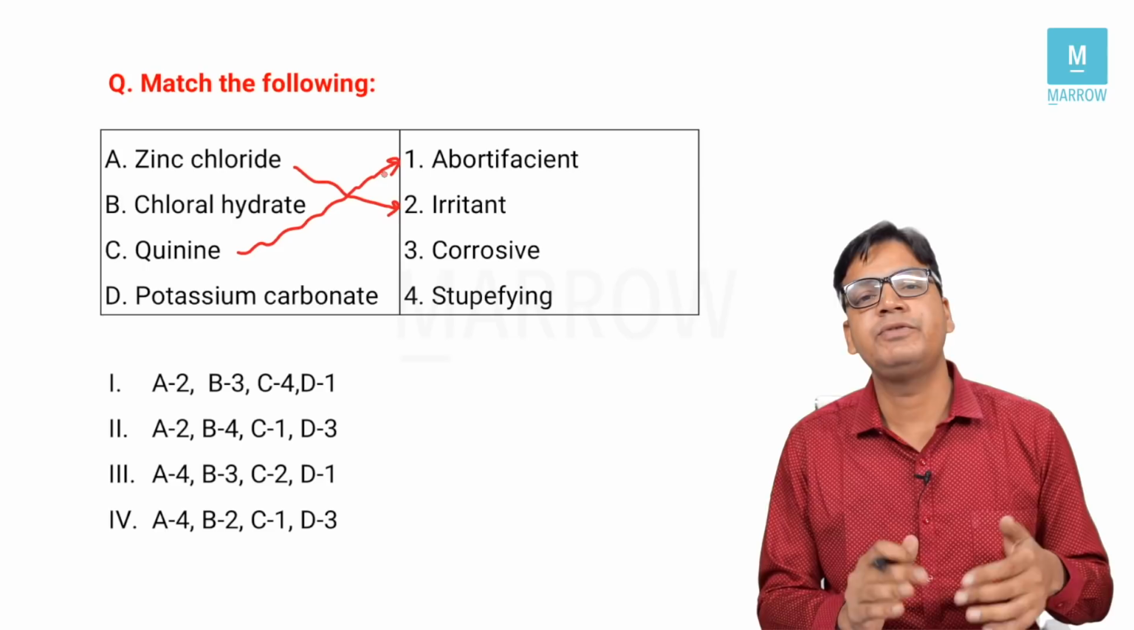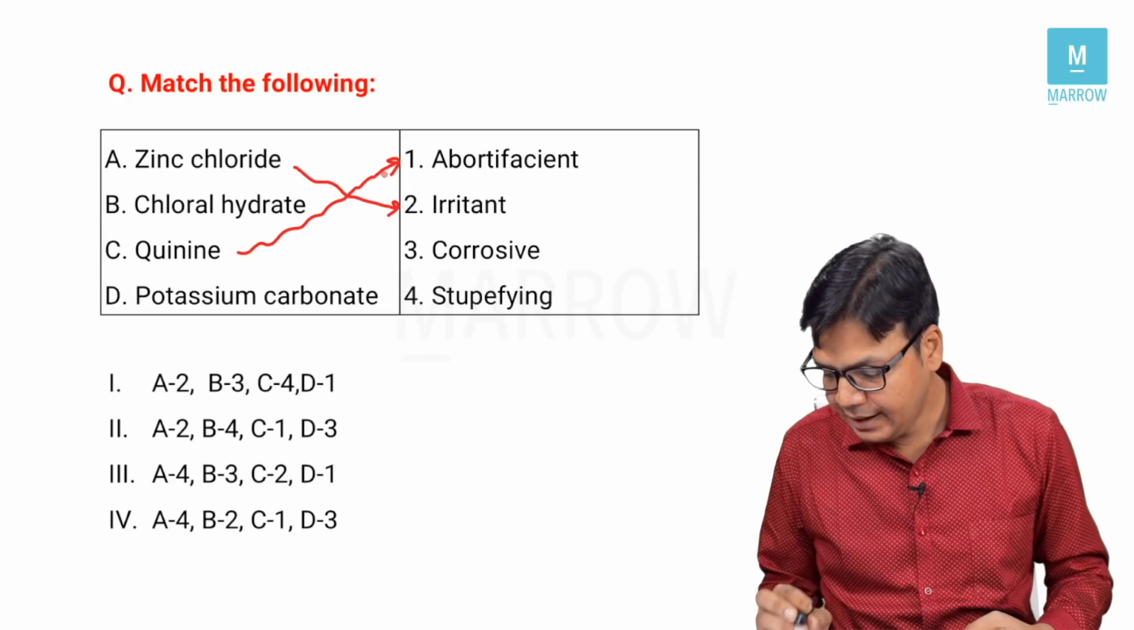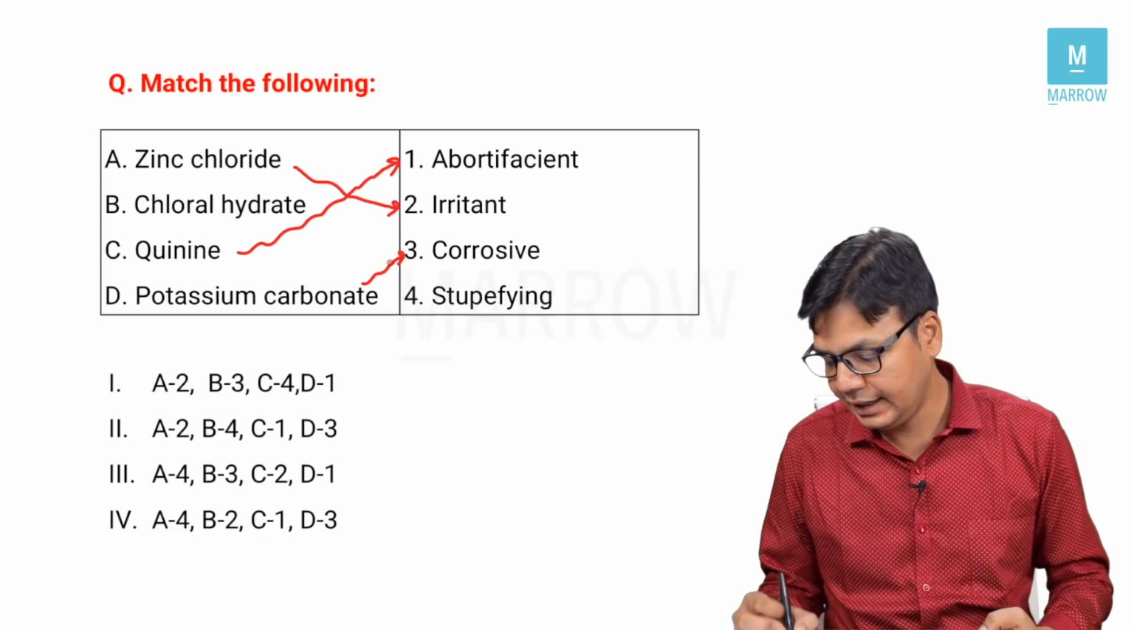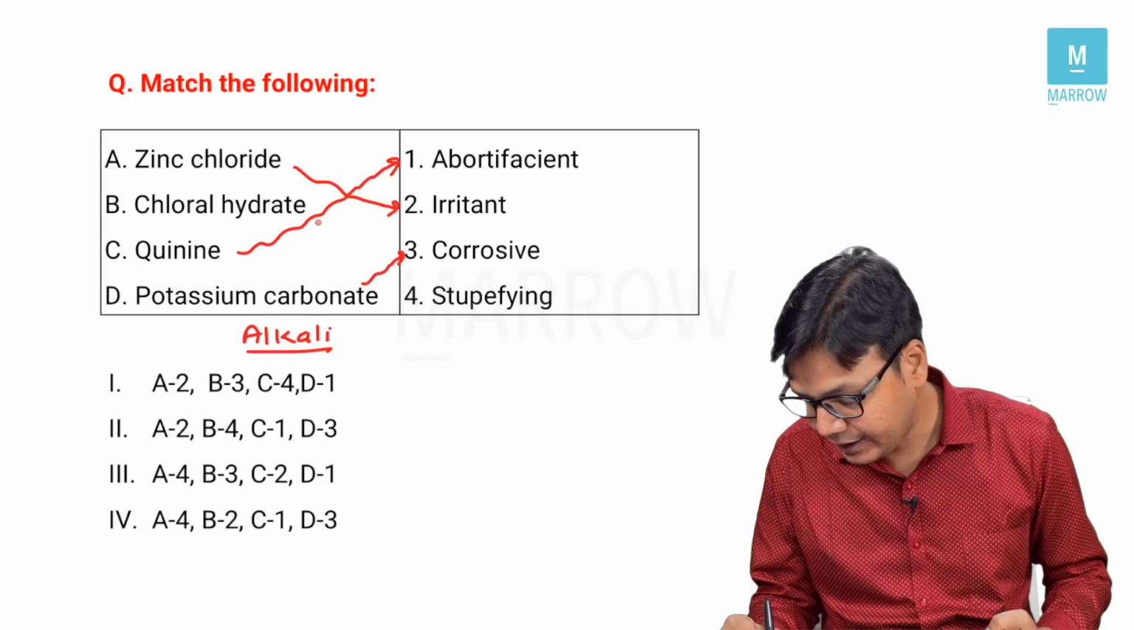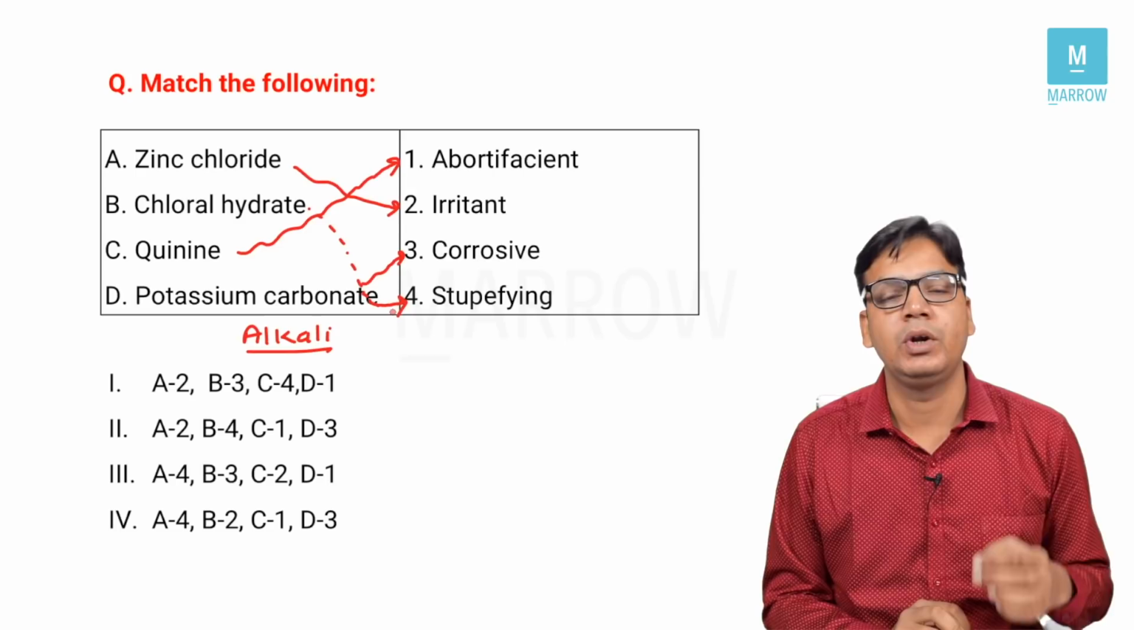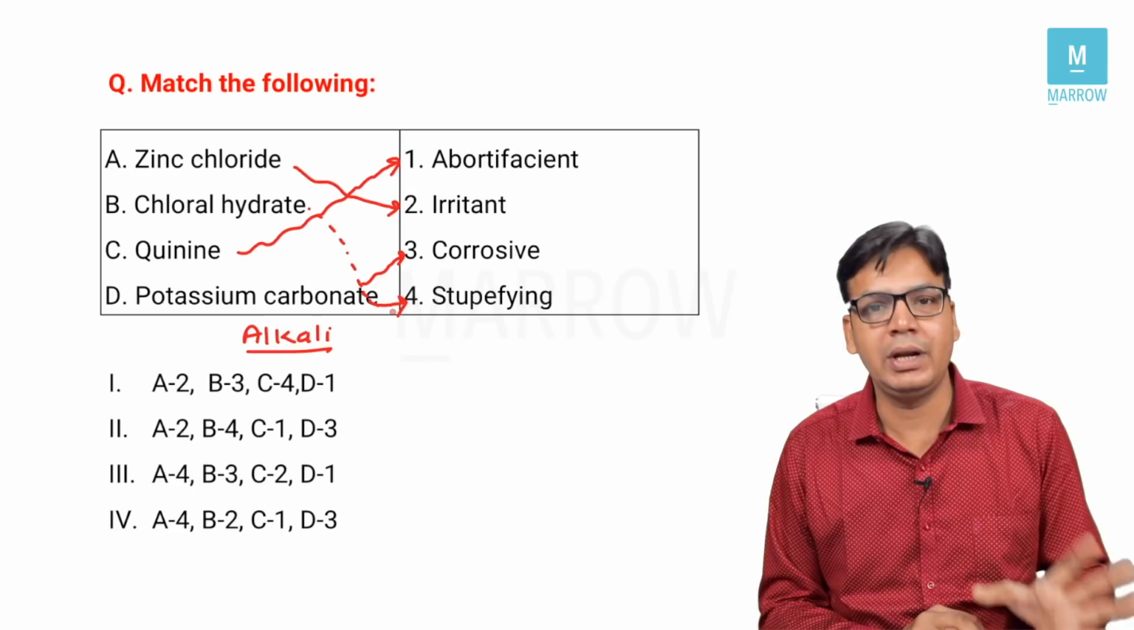Then comes chloral hydrate and potassium carbonate. Potassium carbonate is an alkali. It is a corrosive. And chloral hydrate, yes, my dear friend, is a stupefying agent. Actually, there are three important stupefying agents: Datura, cannabis and chloral hydrate. Datura, cannabis and chloral hydrate. So we can remember it, it's very simple.